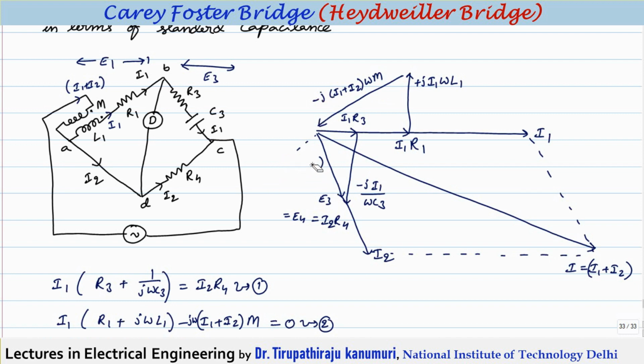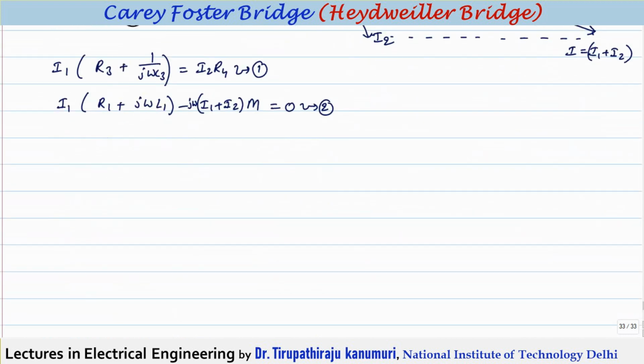Getting it? So now you can see here the entire thing, I1 R1, j times of I1 omega L1 minus j times of I1 plus I2 into omega into mutual inductance. So that entire sum becomes equal to 0. So I hope this is clear to you how to draw the phasor diagram. So let us proceed further with these equations for simplification.